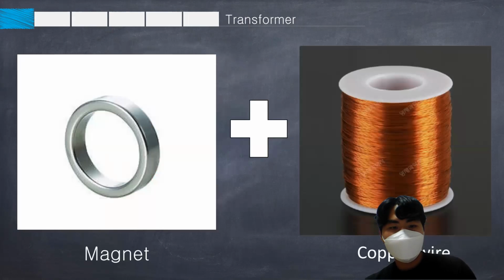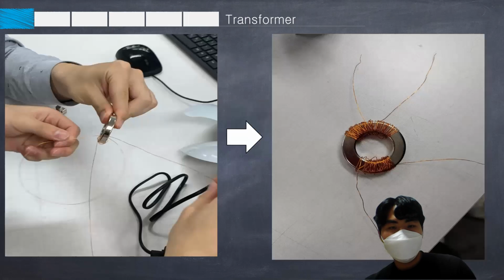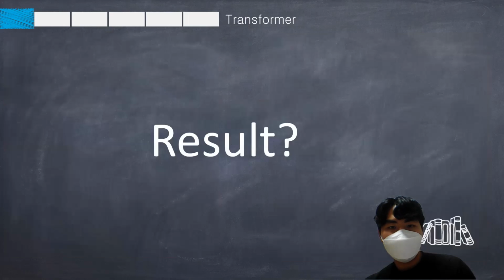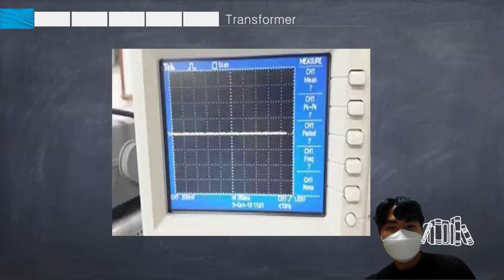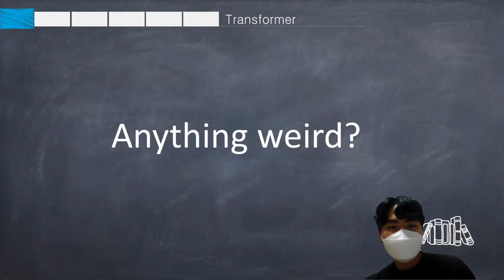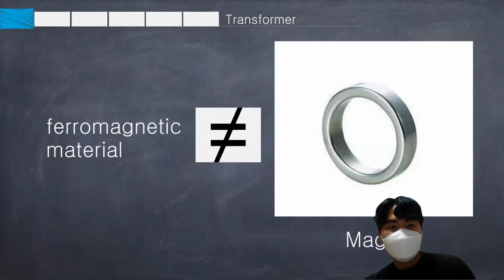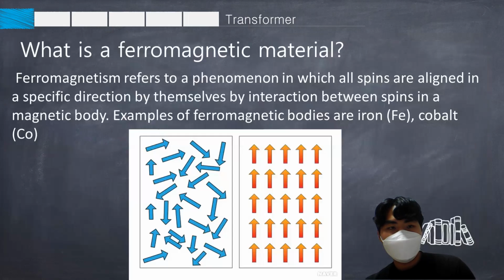So we got ourselves a magnet and some copper wire, and we tried to make a transformer out of it. The result was we weren't able to get any sine or cosine graphs. Did you guys notice anything weird about this? A ferromagnetic material is not a magnet. So what is a ferromagnetic material?